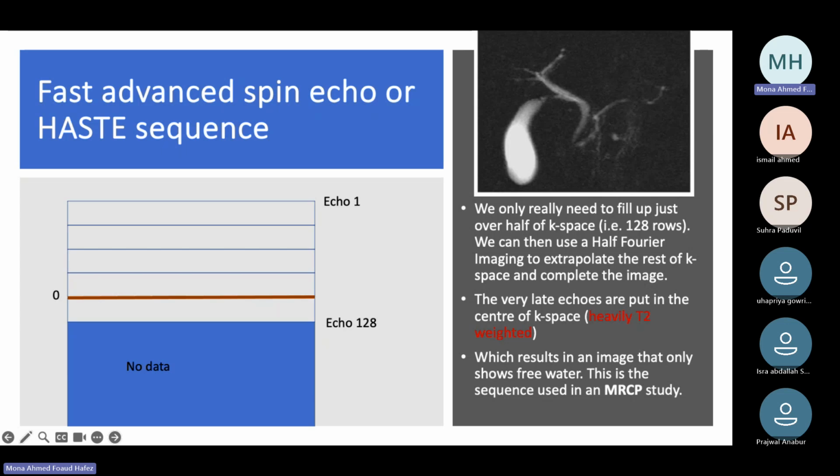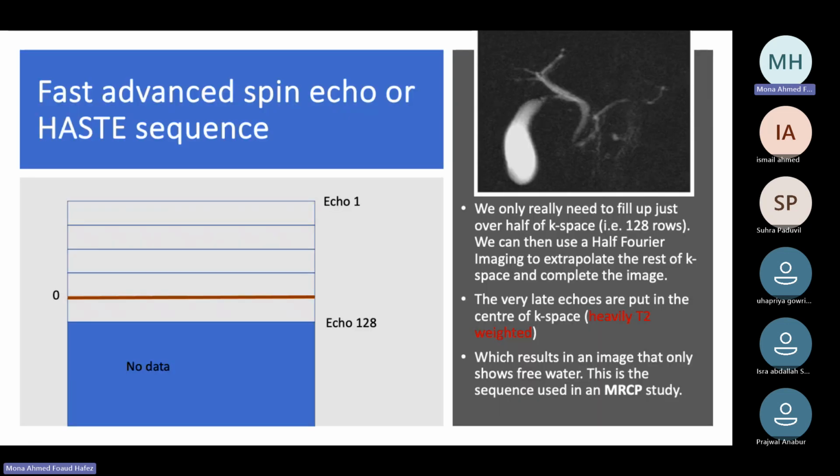The very late echoes are put in the center, so it will have a high contrast. The center has a high contrast, so we will have a heavily T2 weighted image. It results in an image where only free water will be imaged. So it is the concept for images where we want to image only the water, as in MRCP.